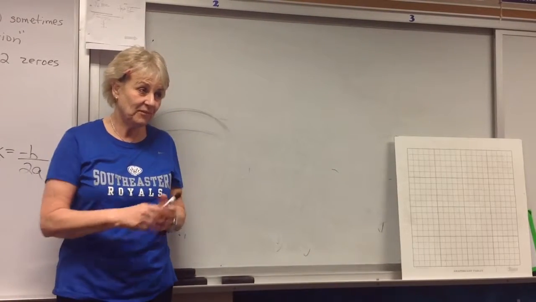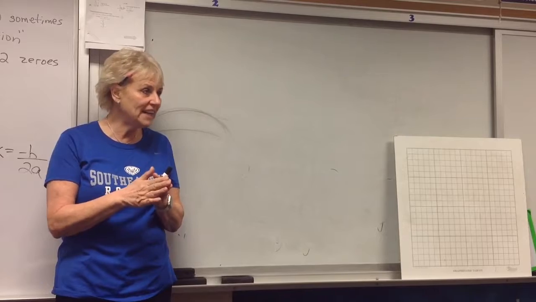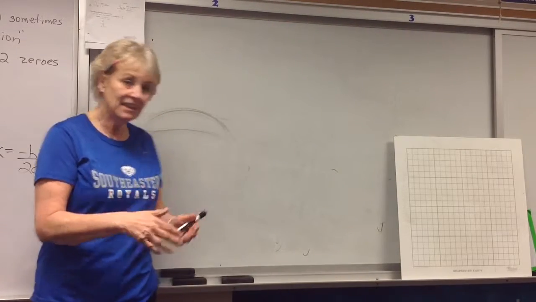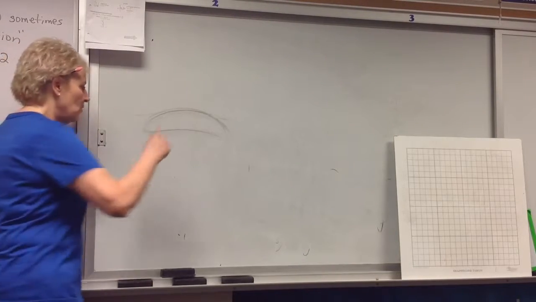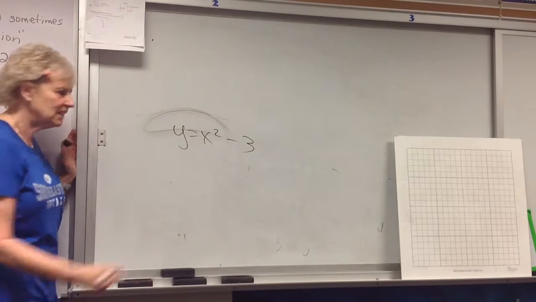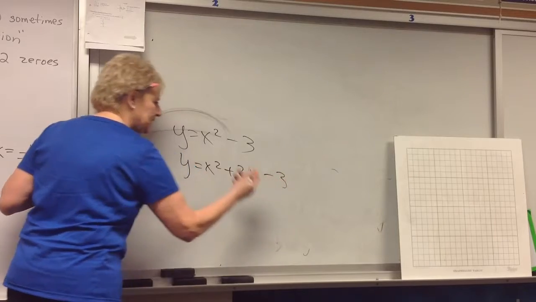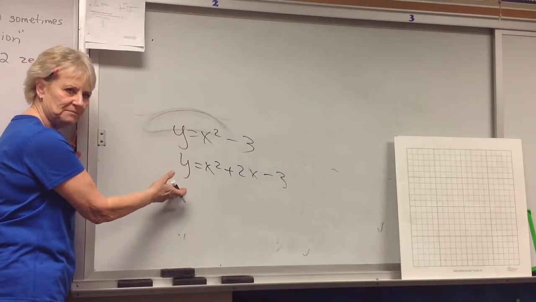All right. We're in a chapter called quadratics. A quadratic equation is when you have x squared. Sometimes it has an x also, sometimes it doesn't. Y equals x squared minus 3, no x. Y equals x squared plus 2x minus 3, there's an x. This is a quadratic equation.